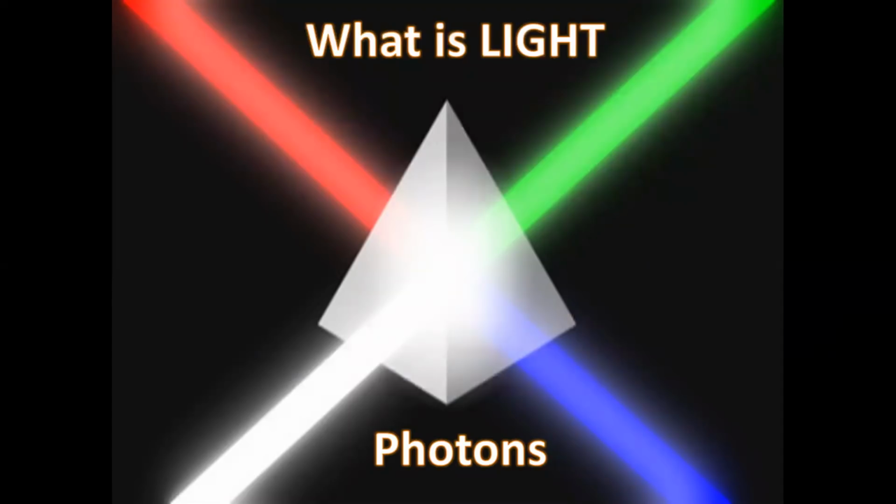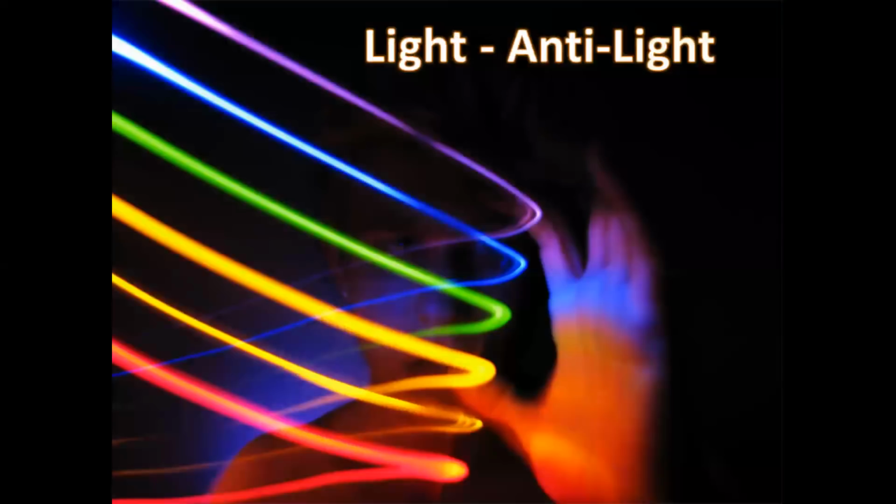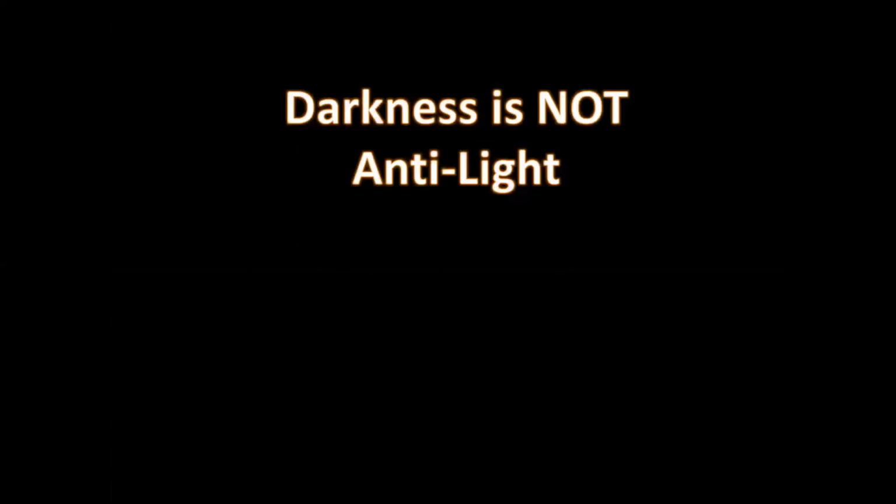We only see one aspect of this spectrum. Basically, humans only see a very, very, very small, minute part. Light, anti-light. Think about this. Light has properties, anti-light has properties. Darkness, by the way, is not anti-light. Get that into your consciousness. Darkness is still light.